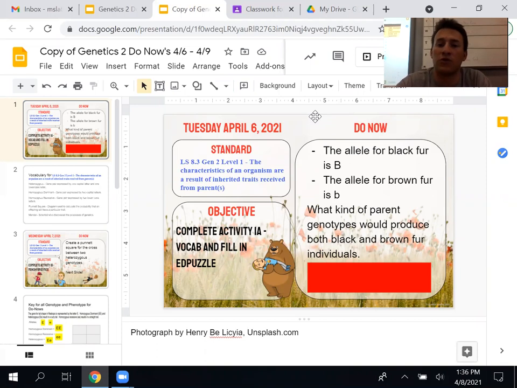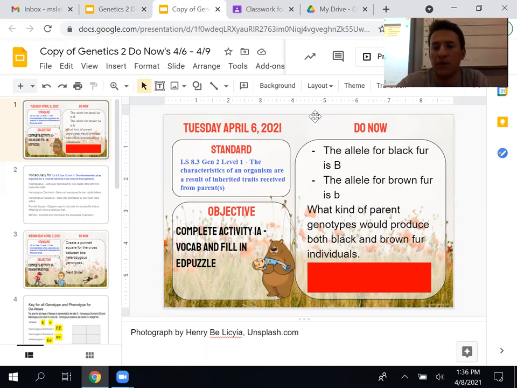The first question on Tuesday's do now, it says the allele for black fur is capital B. The allele for brown fur is lowercase b. So black fur is the dominant trait. Brown fur is the recessive trait. It says what kind of parent genotypes would produce both black and brown fur individuals?